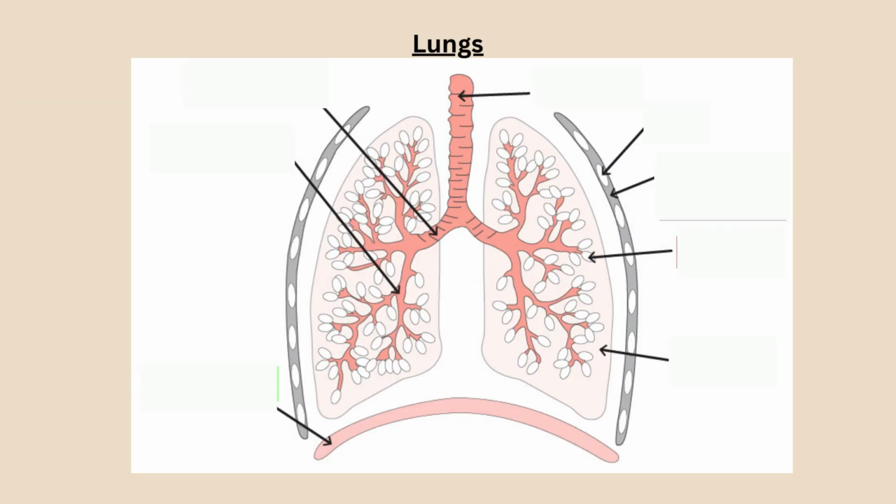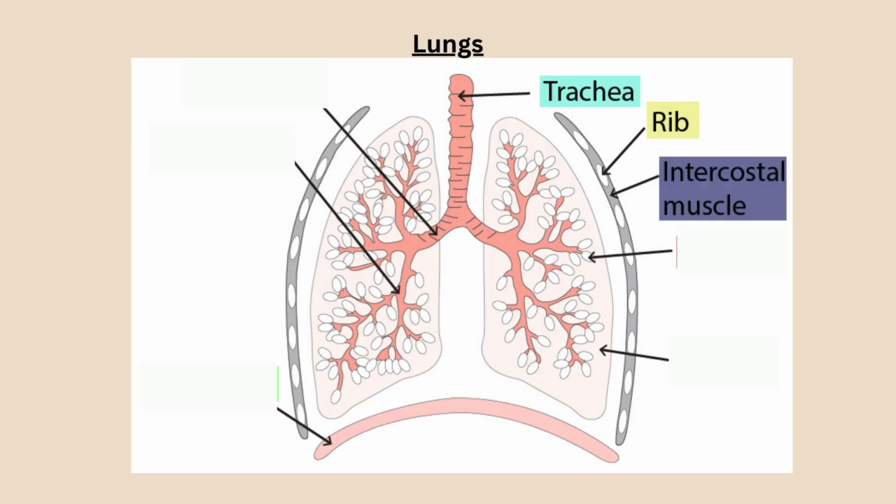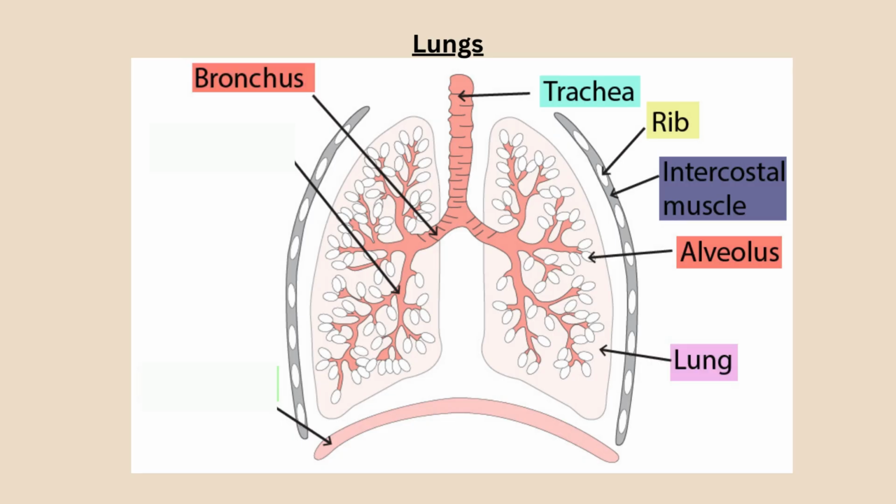The gas exchange system contains several structures. So we have the trachea, which is known as the windpipe, ribs, intercostal muscles, which are sometimes also known as rib muscles, alveoli or alveolus, lung, the bronchus, bronchiole and diaphragm.